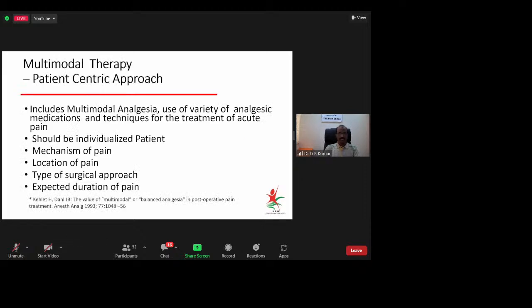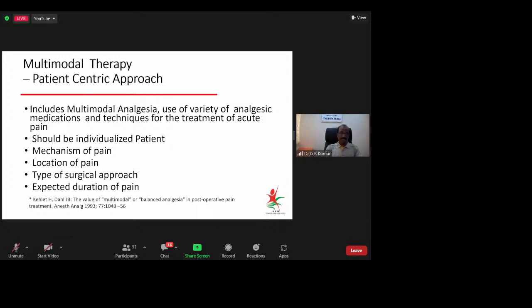What do you mean by that? As I said earlier, this is the patient-centric approach. That includes multimodal analgesia, the use of a variety of analgesic medications and techniques for the treatment of acute pain. You can take that as a definition. There is no proper definition, only a description, that it should be individualized to the patients. And it depends upon the mechanism of the pain, mostly acute pain mechanisms. Patients come with chronic pain and acute pain. If they are already suffering with chronic pain, superadded with acute pain, then we have to take care of that.